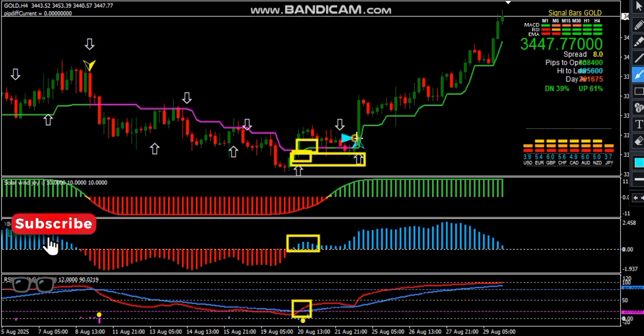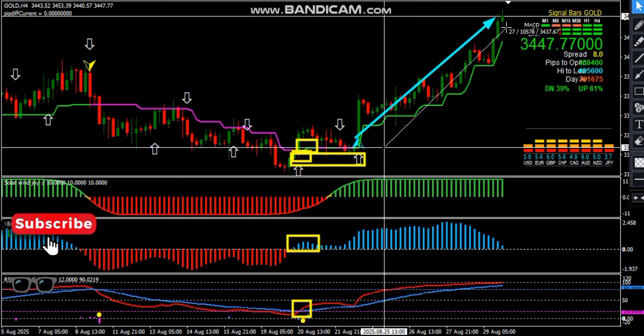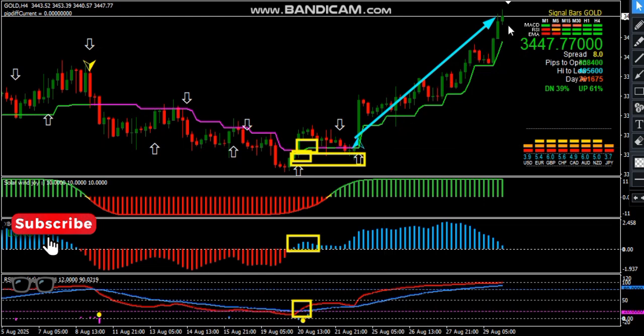Look at that. I think on this very day, price ran close to 400 pips. Let me see. Yes, 300 plus pips in profit, and you would have been in the money.